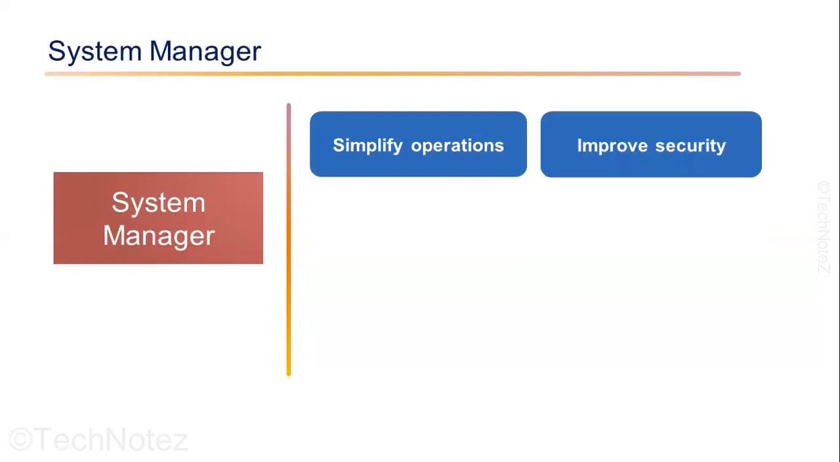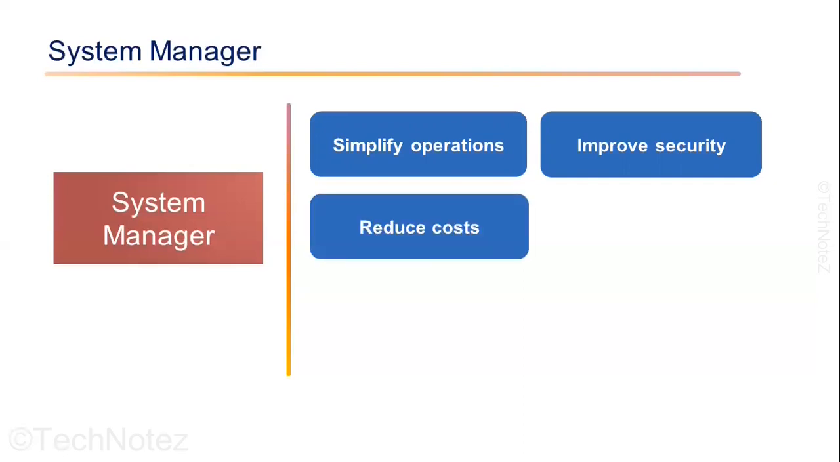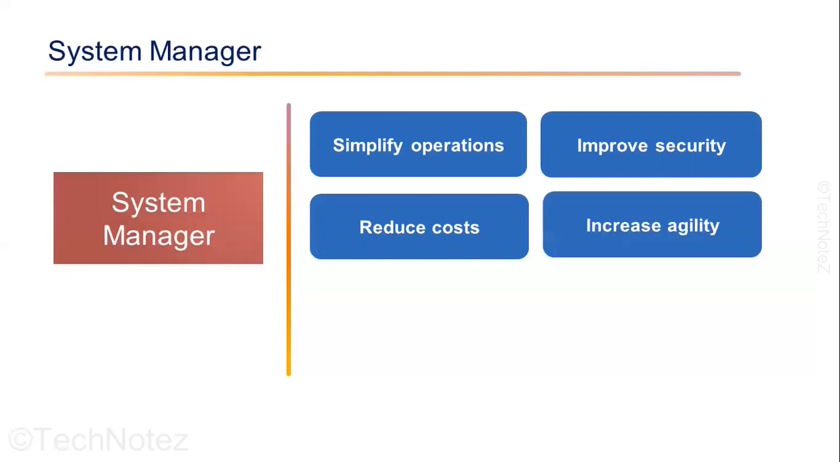Improve security. Parameter store enables you to securely store and manage the secrets, reducing the risk of unauthorized access. Reduce cost. Automation and patch management features can help you to reduce the time and effort required to maintain your instances, resulting in cost saving. Increase agility. By automating the common operational task, AWS System Manager can help you respond more quickly to changing business needs.